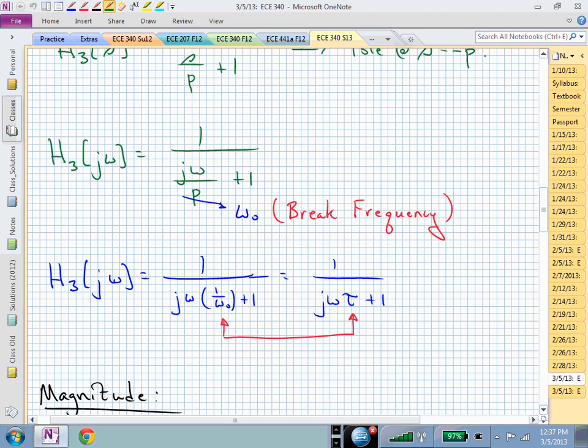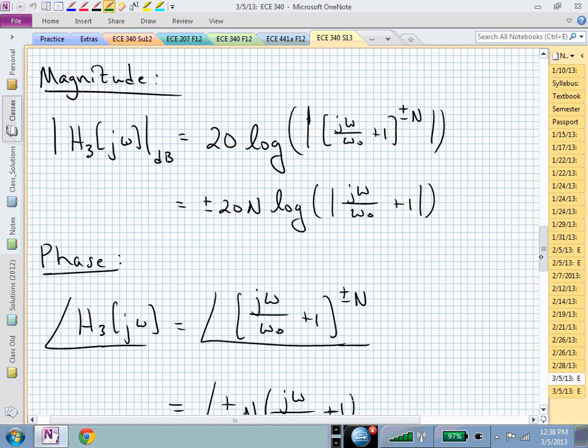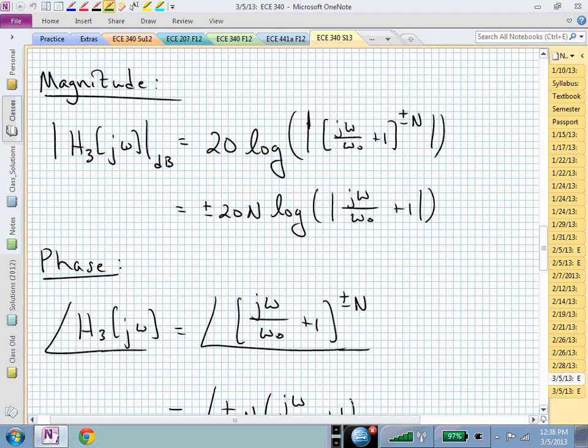You could also, if you wanted to, say, oh, this is 1 over p, or that's 1 over omega naught. That 1 over omega naught is our time constant tau for that particular linear factor. It's just however you want to refer to that pole location or break frequency.